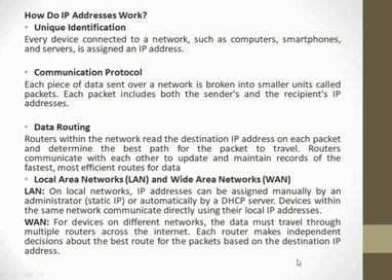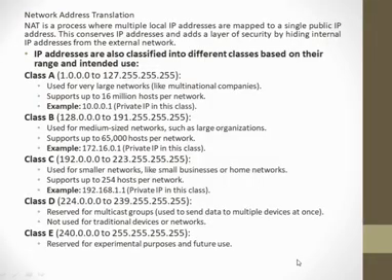And then what about the next? Next we are going to see about network address translation. How these addresses are translated. So the IP addresses are classified into different classes based on their range and intended use. So class A, class B, class C, class D and then class E.